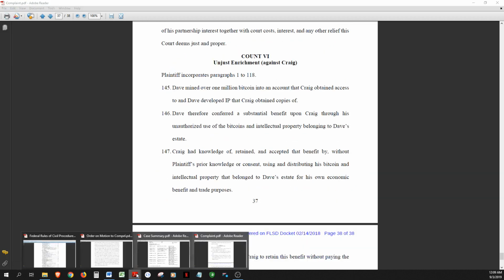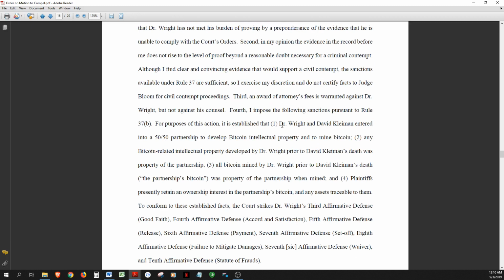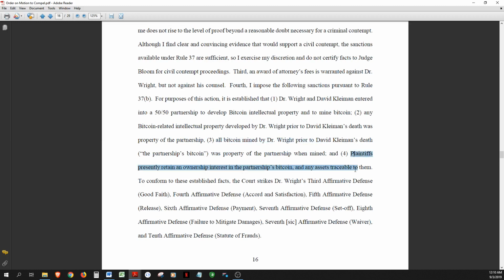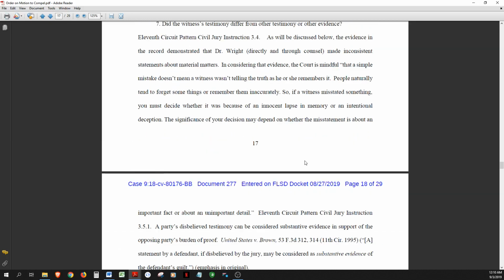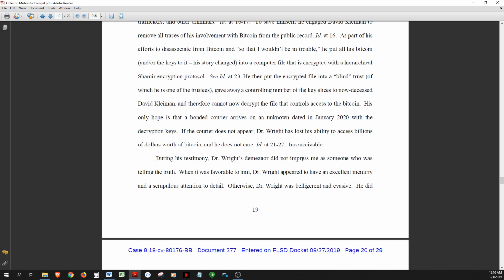But again, this order was a really, really big blow, insofar as now they have affirmatively approved that the judge has found, and will now stick to his guns, that there was a partnership. The IP, I guess I should just read. The Bitcoin-related IP is property of the partnership. The Bitcoin is property of the partnership, and the plaintiff presently retains an ownership interest in the partnership. And any asset traceable on a proof of work blockchain with traceable evidence, the ledger that goes all the way back, it's pretty hard not to follow that.